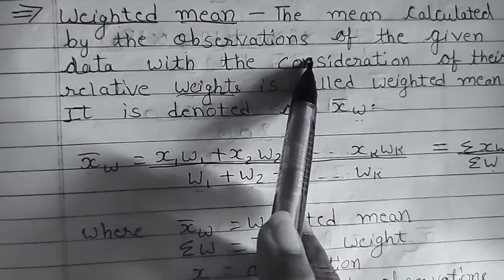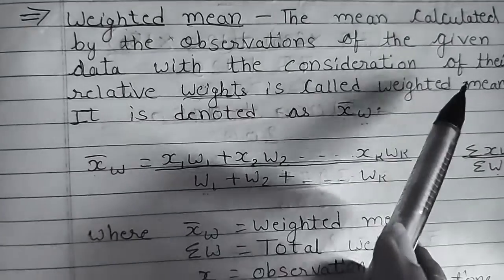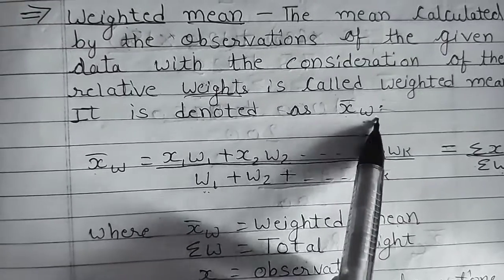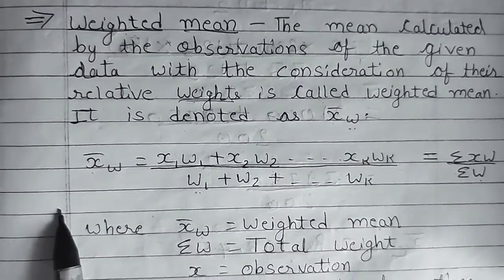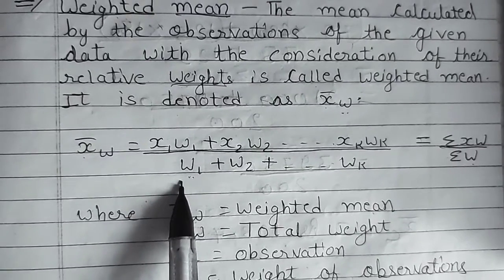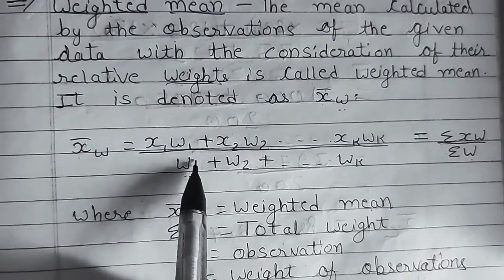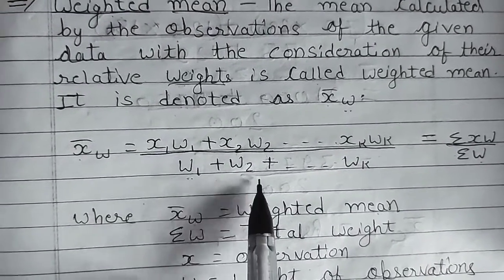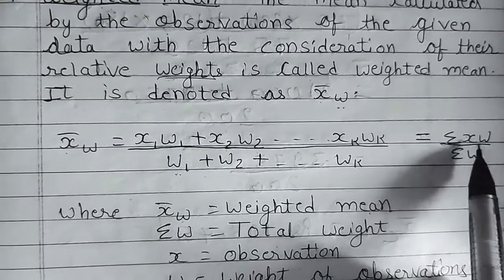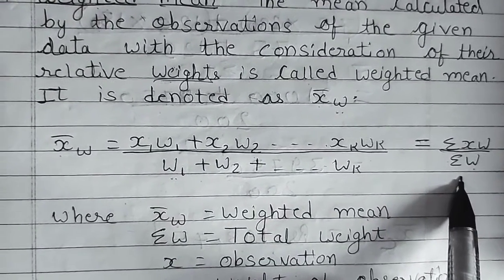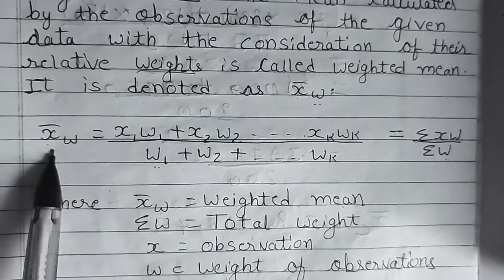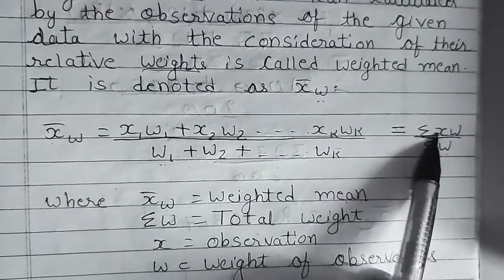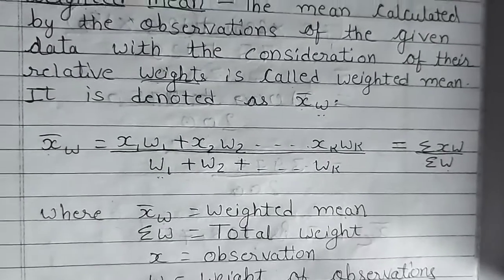Now weighted mean. The mean calculated by the observations of the given data with the consideration of their relative weights is called weighted mean, and it is denoted by x bar w. The formula is x bar w equals x1 w1 plus x2 w2 and so on, divided by w1 plus w2, that is the total of the weights. In short, sigma xw upon sigma w. Here x bar w represents weighted mean, sigma w represents total weight, x represents observation, and w represents weight of observation.